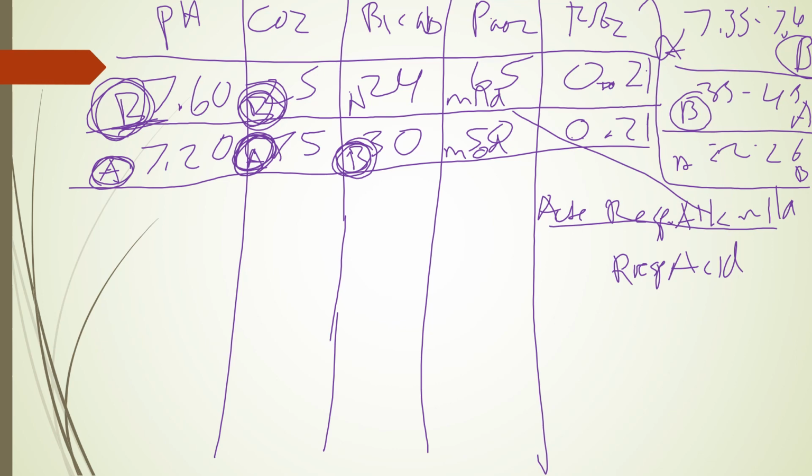We have one being acidic, one being basic, and the pH is not normal. So guess what? This is a partially compensated respiratory acidosis with moderate hypoxemia.